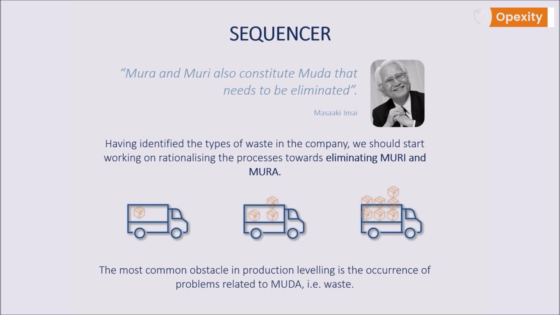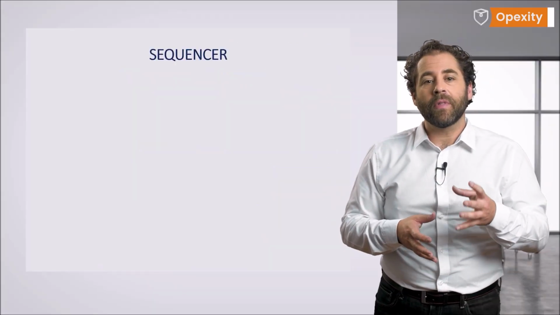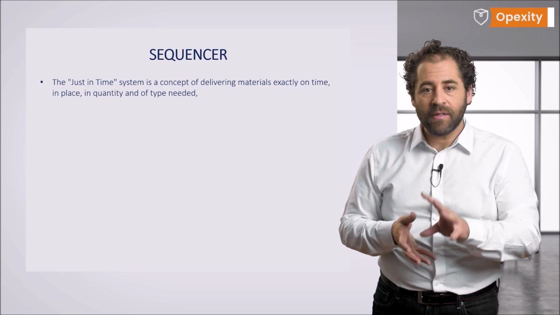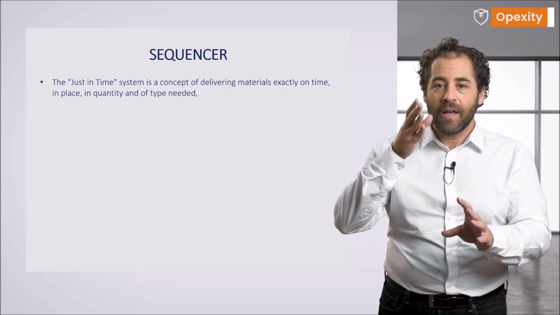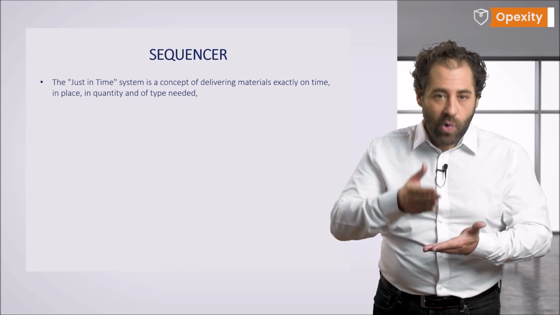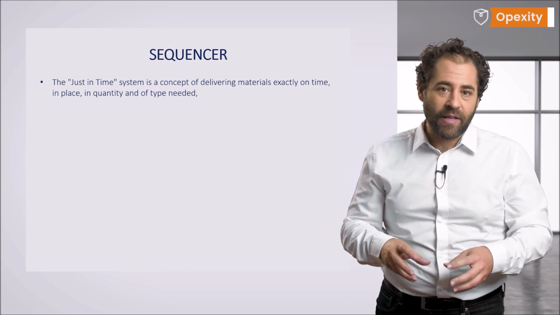Hence, the most common obstacle in production leveling is the occurrence of problems related to muda, which is waste. To sum up today's lesson, we must remember that the just-in-time system is a concept of delivering materials exactly on time, in place, in quantity, and of type needed.